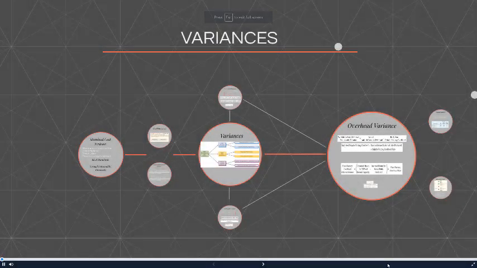In previous chapters, we talked about budgets and comparing actual to what we had budgeted for and looking at those differences. In this chapter, we're going to look at these variances and break them down even further so we can see where these differences are coming from.